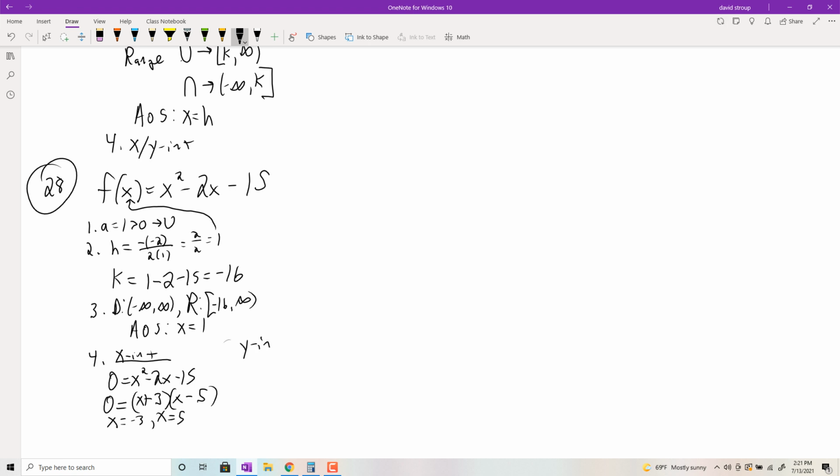The y-intercept is usually pretty easy. If you just plug in 0 for x, you get y equals negative 15. So 0 and negative 15 for the y-intercept. And then finally, you can go to your graph.